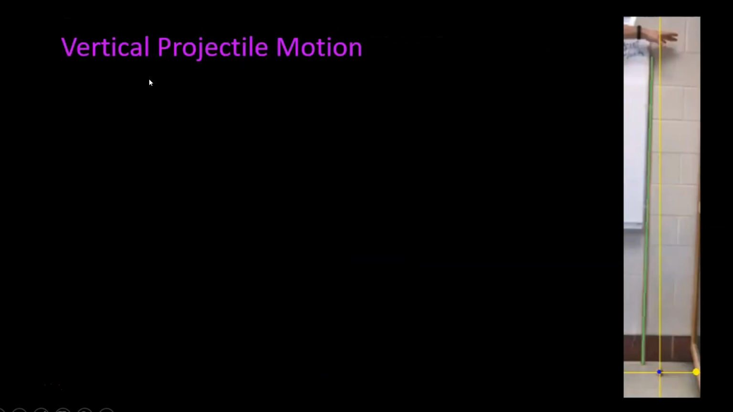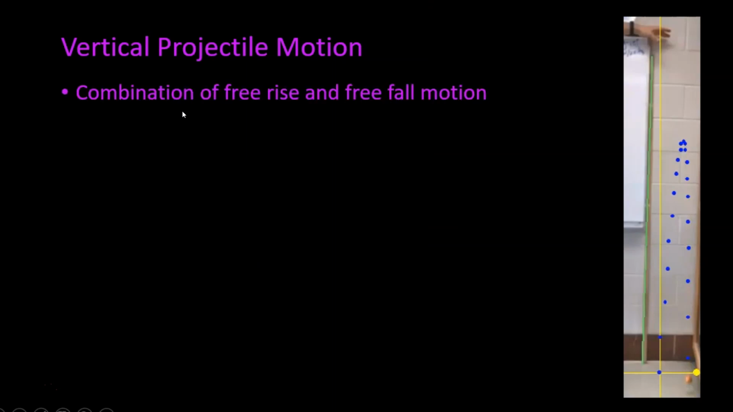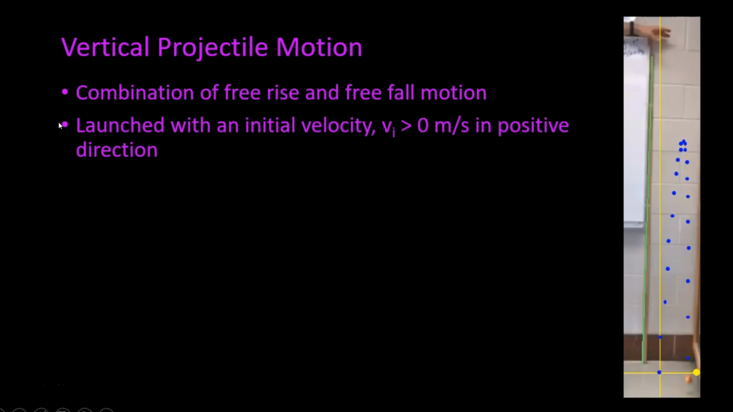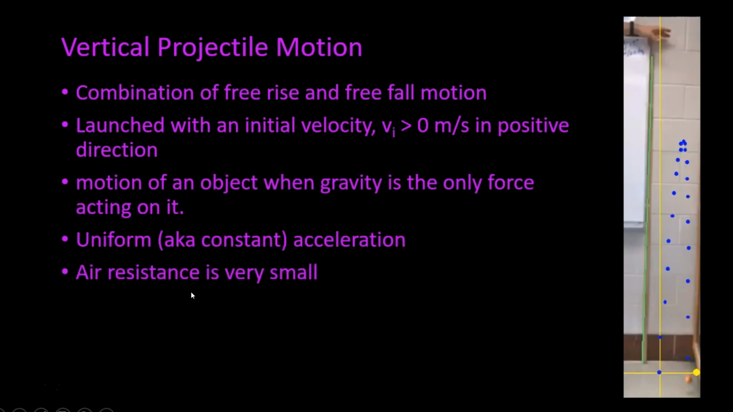Let's move on to vertical projectile motion. Here we see the golf ball bouncing up in slow motion, reaching its peak, and speeding back down towards the floor. This is what's known as vertical projectile motion. It's the combination of free rise and free fall. In this case, the object has to be launched with an initial velocity greater than 0 in the positive direction. And once the object is launched, gravity is the only force acting on it. It's uniform acceleration, and once again, air resistance is very small, so small that we can ignore it.